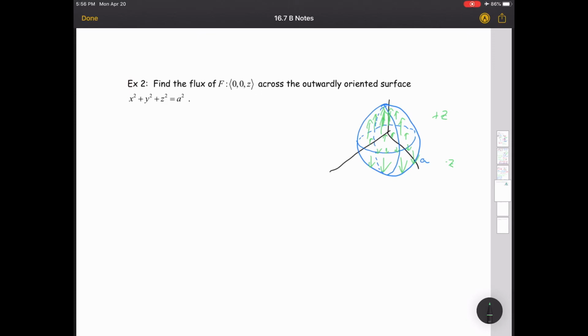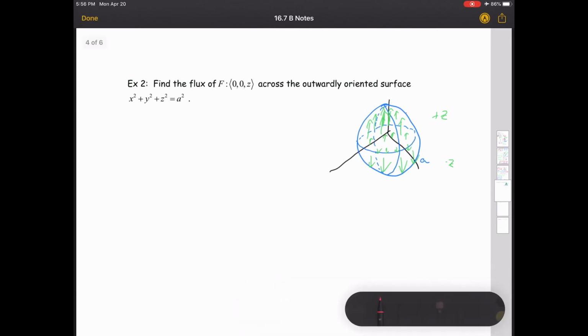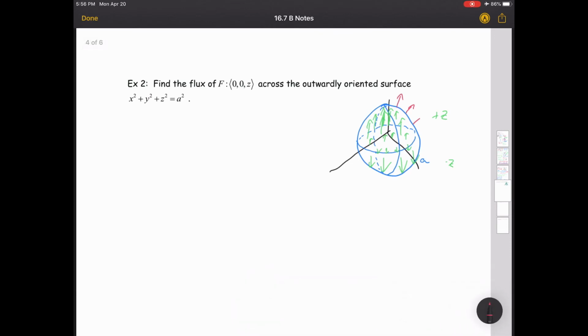And that's good, because that means that everything is going to be outwardly oriented of this sphere. So when it hits the sphere, again, what we're interested in is, while it's going to be hitting the sphere going straight up and down, there's going to be a component coming out of the sphere at every single point, which is perpendicular to the sphere.